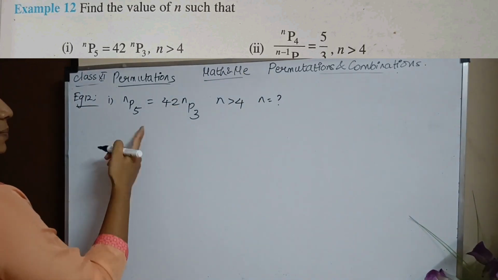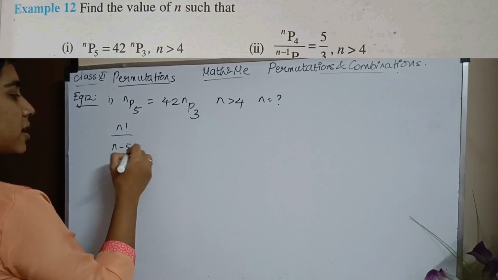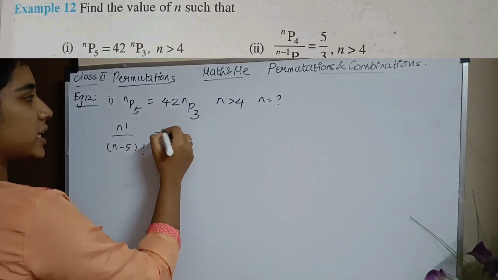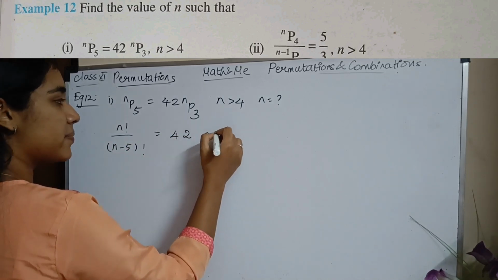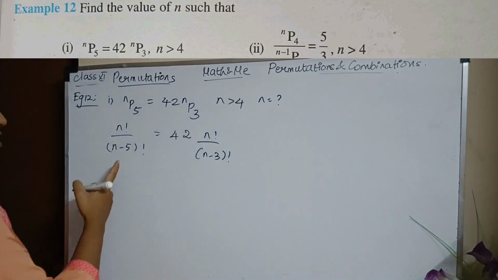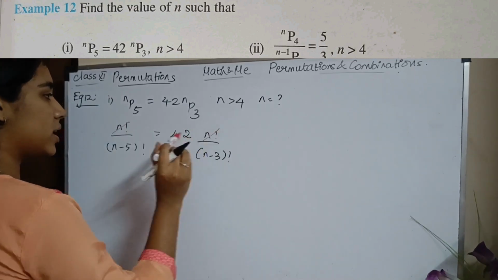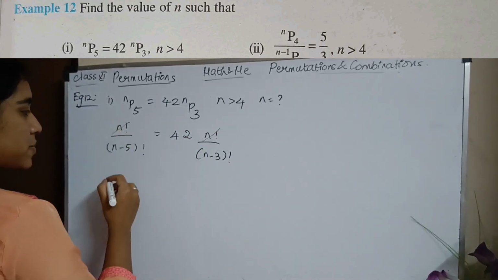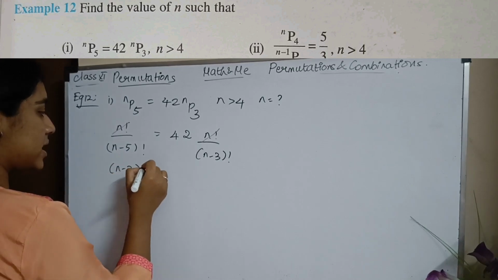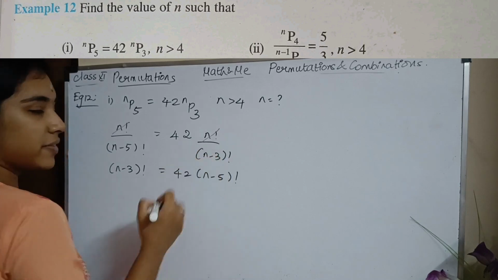If I solve, nP5 is n factorial divided by n minus r, which is n minus 5 factorial, equals 42 times n factorial divided by n minus 3 factorial. The n factorial and the n factorial get cancelled. When I cross multiply, I'll have n minus 3 factorial equals 42 times n minus 5 factorial.